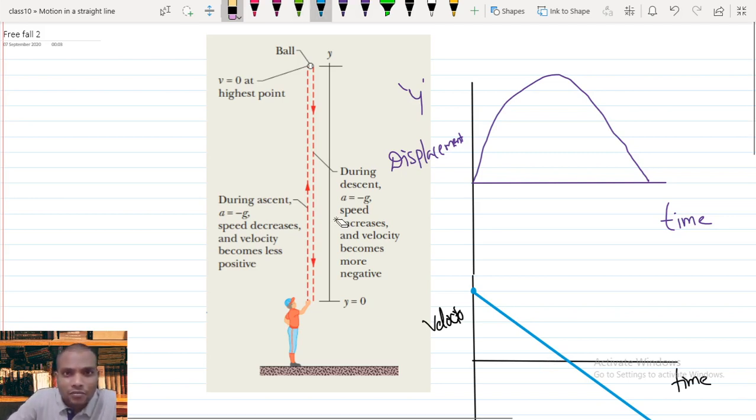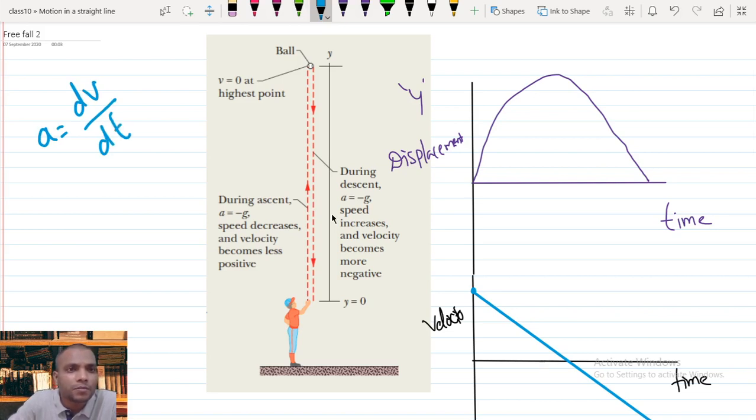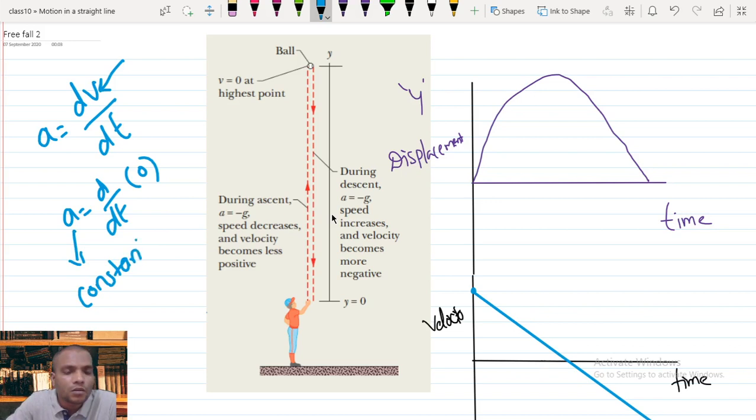You can understand this if you know differentiation. Acceleration a equals dv by dt, the rate of change of velocity. If the velocity equals 0, a equals d by dt of 0. The differentiation of a constant value, 0, goes to zero, so it means that acceleration is constant here. Since acceleration is already negative, the same negative sign comes up.